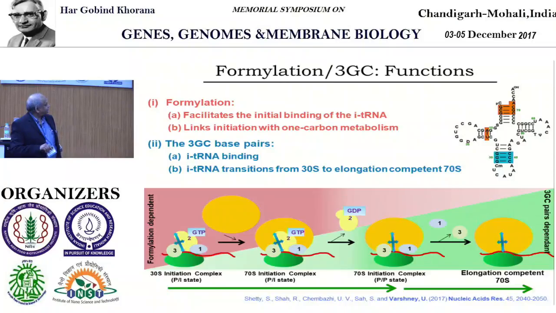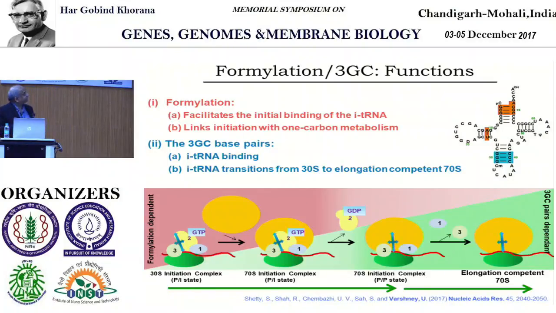And so once you have those 3GC base pairs, you can make a 70S initiation complex where the tRNA is in correct orientation. You can then also eject the initiation factors from the 70S initiation complex to give rise to a 70S elongation competent ribosome. So 3GC are really very important.